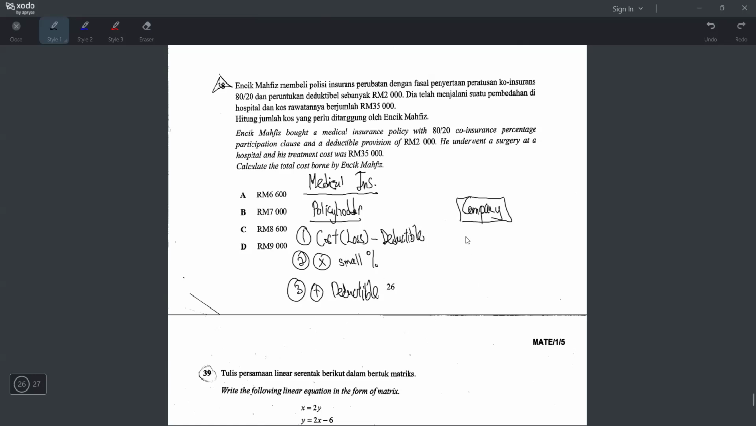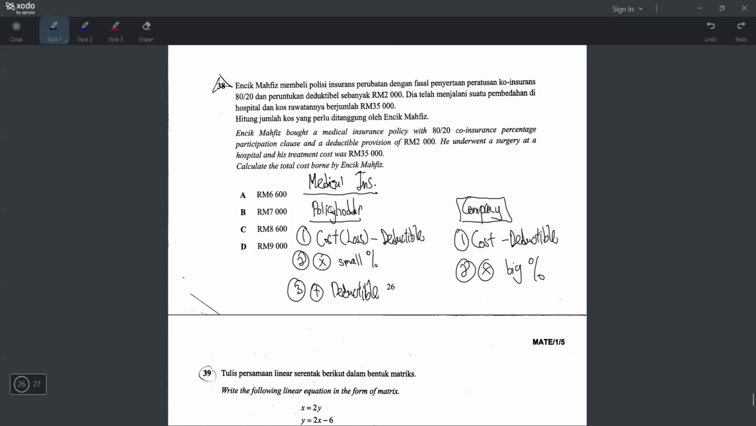That is the policyholder. Okay, for the company, what is the first step? Same as just now. Take the medical cost, or you can say the loss, minus deductible, or medical bill minus deductible. Step number 2, times with the big percentage, because the company will be responsible for the big percentage. When you buy insurance, they will take care of most of the cost. And that's all. The company only has step 2. Company is only until here, then done already.